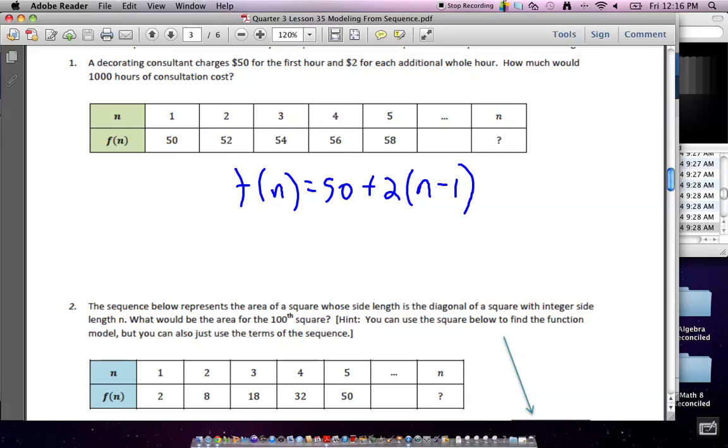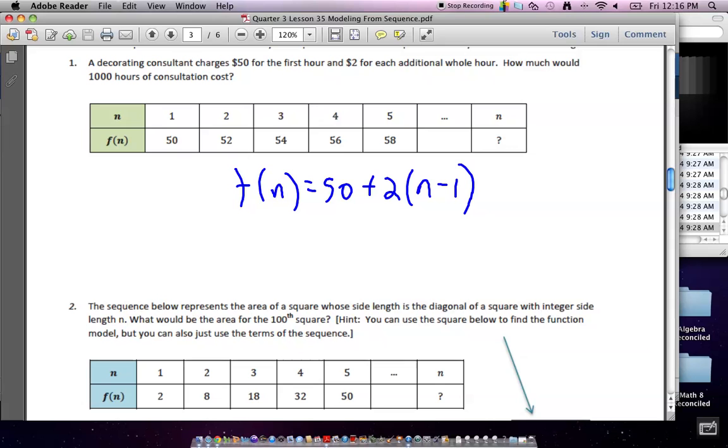Now, let's just double check and make sure this works. Let's do the fourth term and make sure we get 56, okay? If I plug in a 4 here, what's 4 minus 1? 3. What's 3 times 2? 6. And what's 6 plus 50? 56. And that's what I was supposed to get. So I know I got my formula right. I always double check that formula.